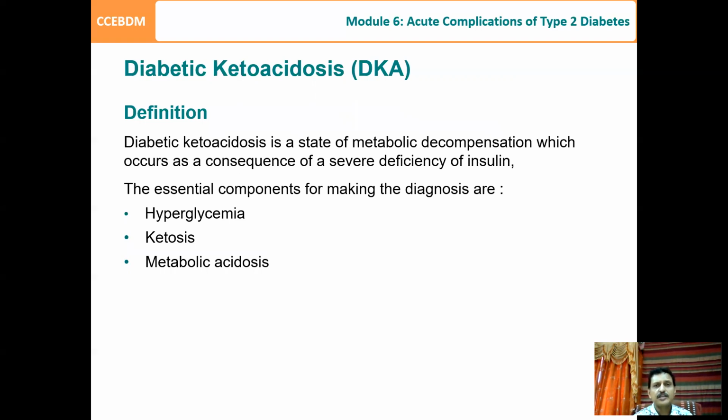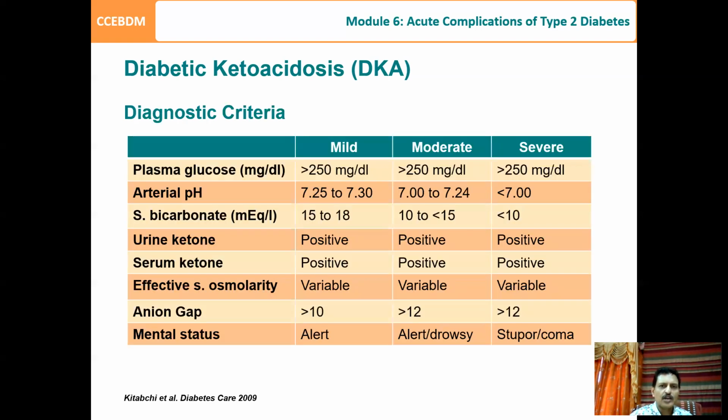The second point is diabetic ketoacidosis, so there must be ketosis. This is the second most important point by which we make the diagnosis. So, presence of ketosis: you may check it in the urine or you may check it in the blood. And third is the presence of acidosis, metabolic acidosis. So we have to check the arterial blood gas and make a diagnosis of metabolic acidosis. So these 3 points must be fulfilled before we make a diagnosis of diabetic ketoacidosis.